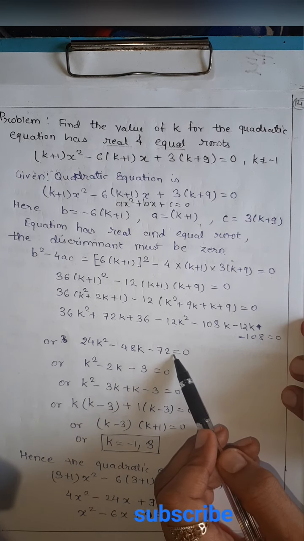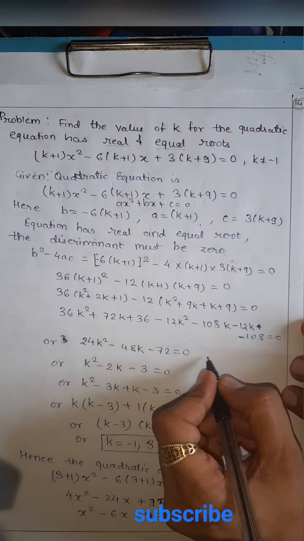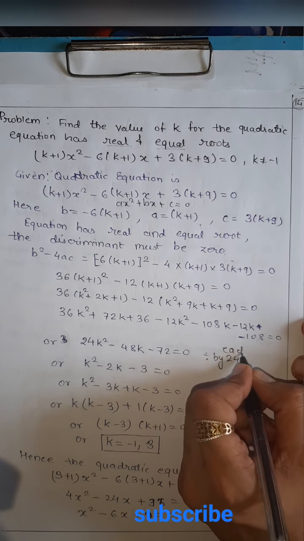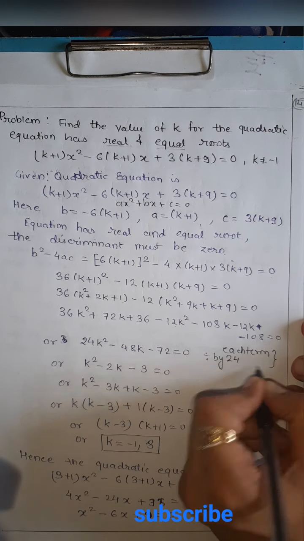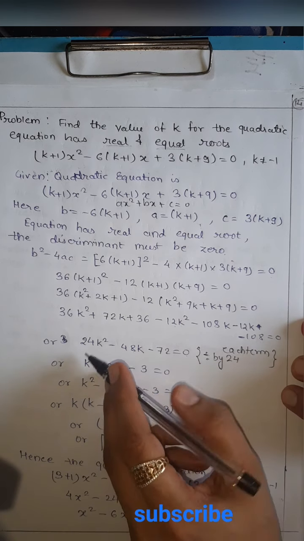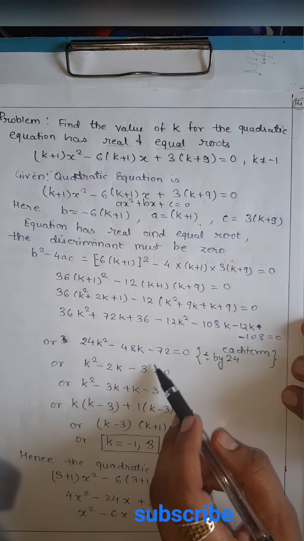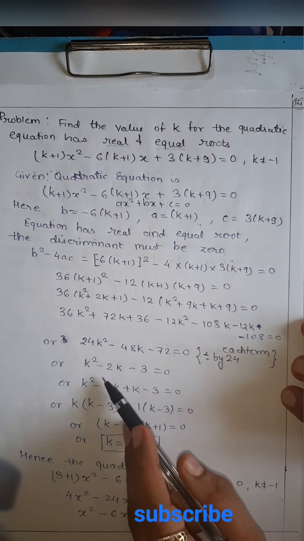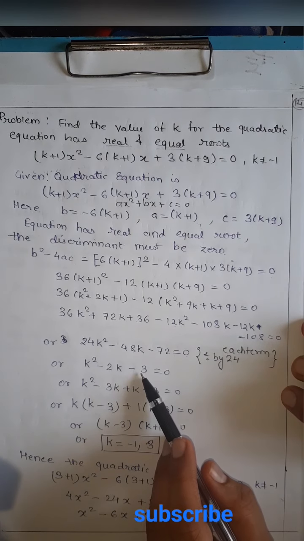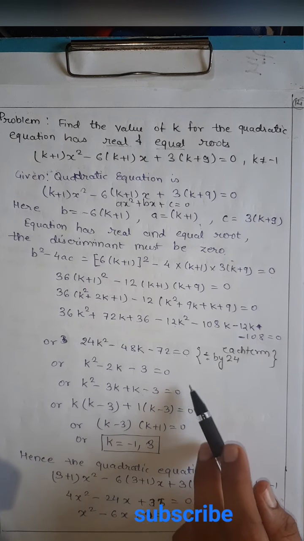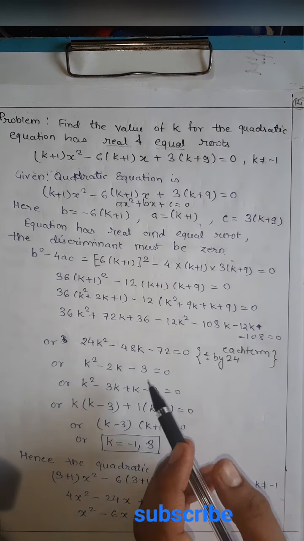Each of them is a multiple of 24. On dividing each term by 24, what will we get? 24 divided by 24 is 1, 48 divided by 24 is 2, and 72 divided by 24 is 3. And it is a standard form. We can solve it by either the factorization method, perfect square method, or by the direct formula. Okay, now we will factorize.